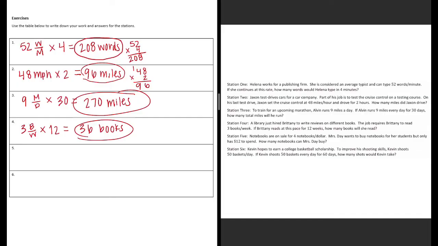Station 5. Notebooks are on sale for 4 notebooks a dollar. Mrs. Day wants to buy notebooks for her students but only has $12 to spend. How many notebooks can Mrs. Day buy? So you get 4 notebooks per dollar. Mrs. Day has $12 to spend. How many notebooks would she be able to get? 4 times 12 is 48, so she could get 48 notebooks.